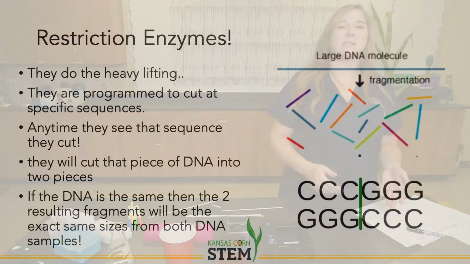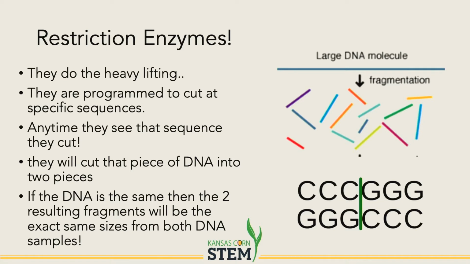Those restriction enzymes do all of the heavy lifting for us. They're programmed to cut at those specific sequences. So anytime they see them, they're going to go in like that precision pair of scissors and cut that DNA into fragments. Depending on where and how many times that restriction enzyme might or might not be seen in the sequence, we're going to have different sizes of DNA fragments. We can then compare those fragment sizes to figure out if 2 samples of DNA came from the same individual.